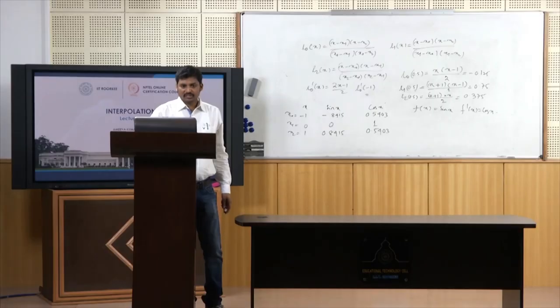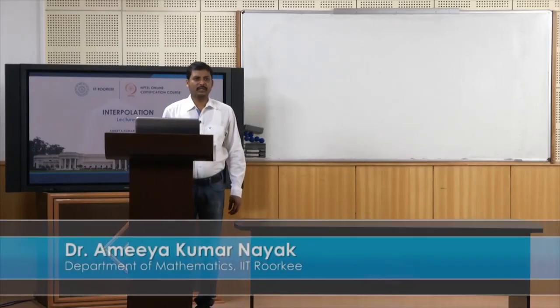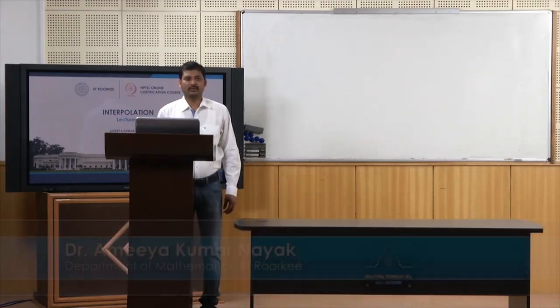So finally, if you will just put these values, then we can just get this value as 0.3743 here. Therefore, y of 0.5, we can just write it as 0.3743, and the exact value of sin 0.5 can be represented as 0.4794. If the Lagrange's formula can be used, we get sin of 0.5 as 0.4207. But for the higher degree polynomial, it can just provide a better result. Thank you for listening to this lecture.